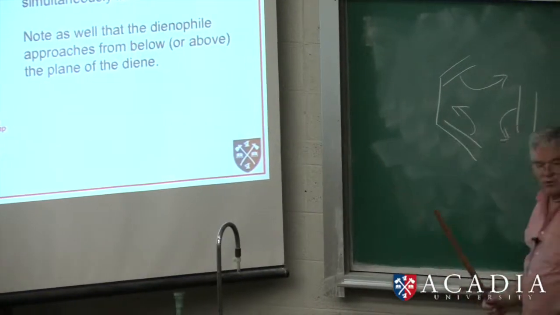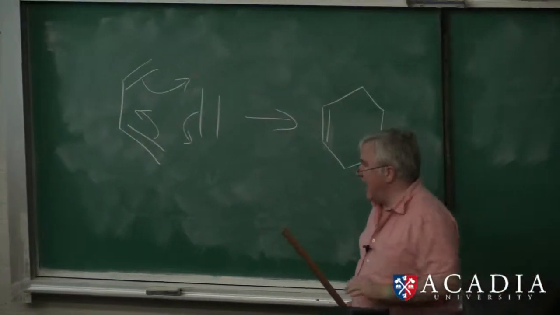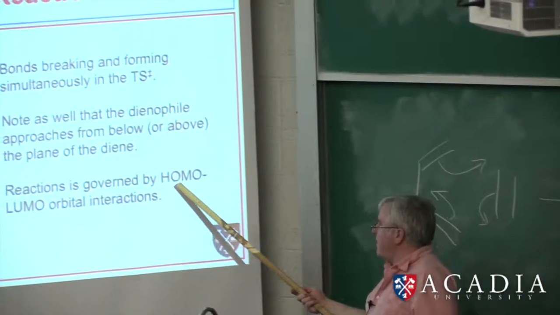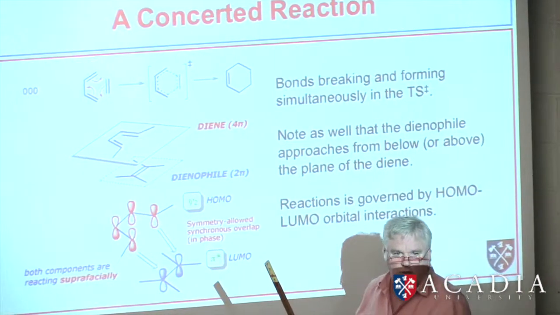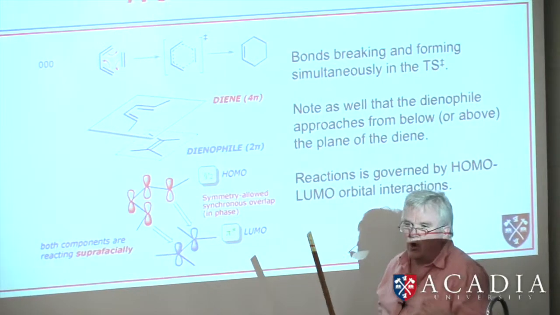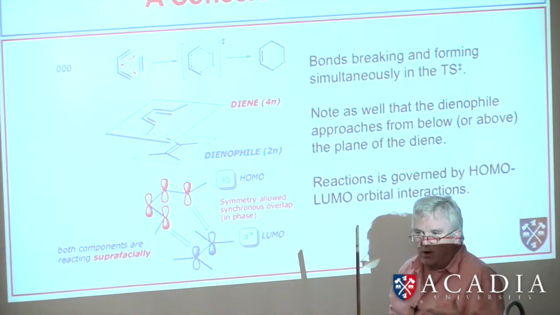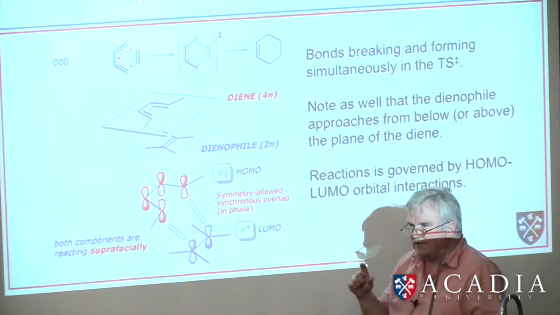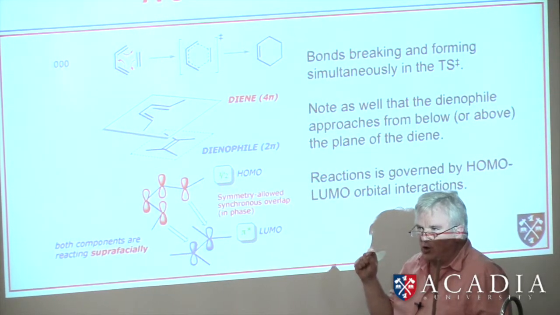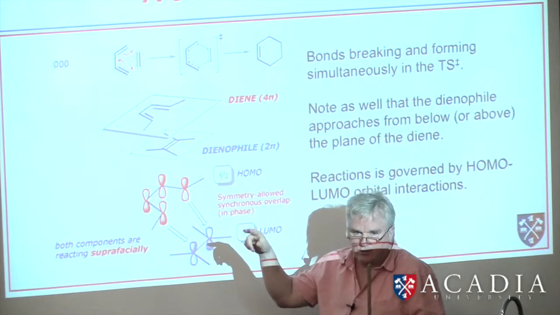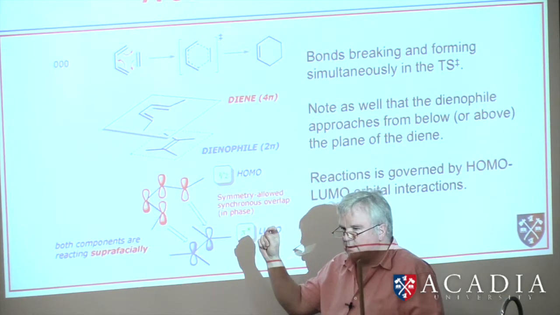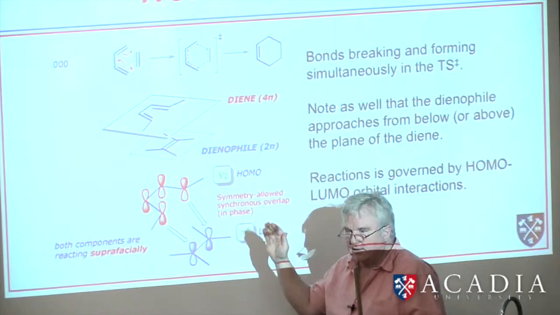The other thing that's interesting about these is that reactions are governed by HOMO-LUMO orbital interactions. We did some analysis already about HOMOs and LUMOs. So we can think of one being a nucleophile, and that's the one where the highest occupied molecular orbital is going to seek out an empty spot to throw its electrons. That's the lowest unoccupied molecular orbital in the other reactant.